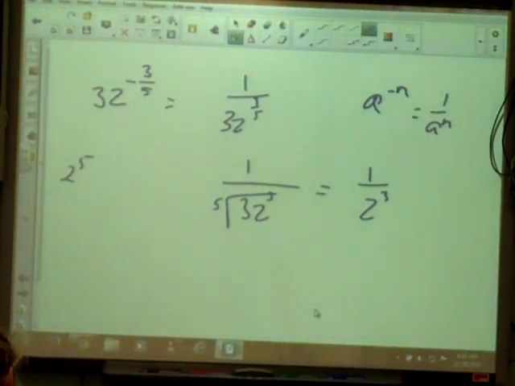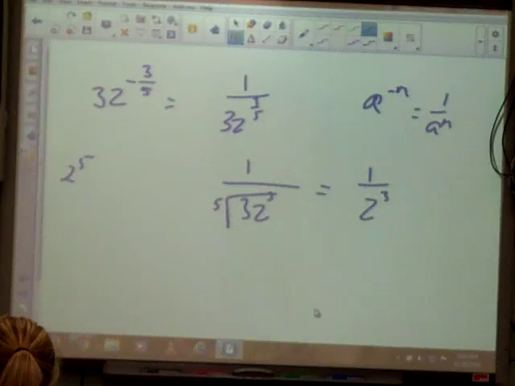Whoa. Whoa. How does it... The 5th root of 32. 2 times 2 is 4, times 2 is 8, times 2 is 16, times 2 is 32.